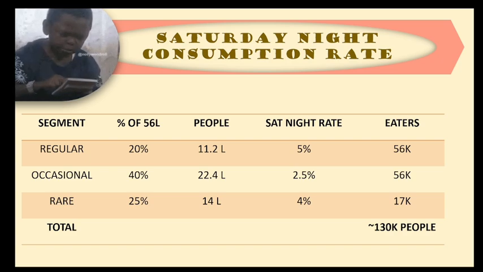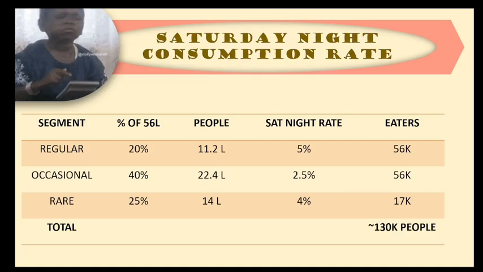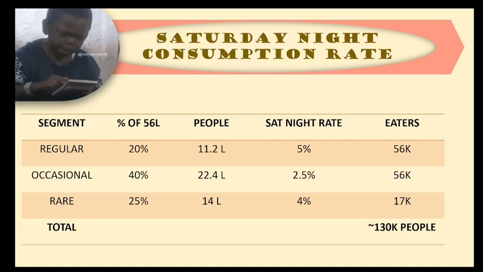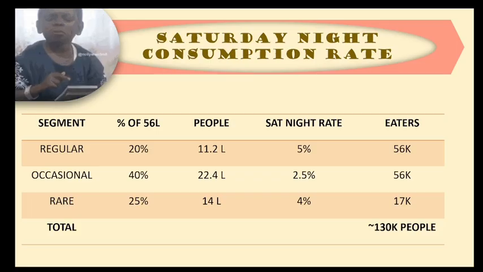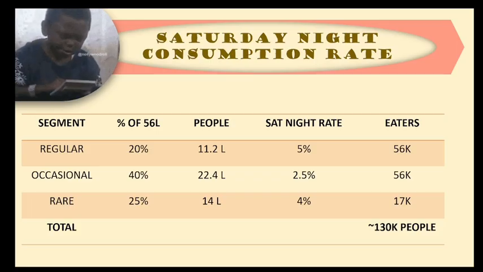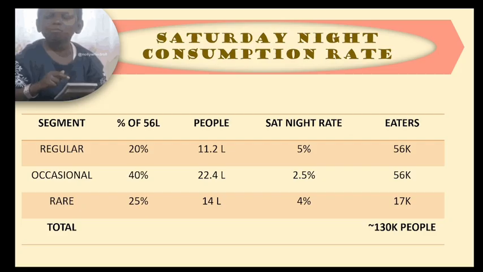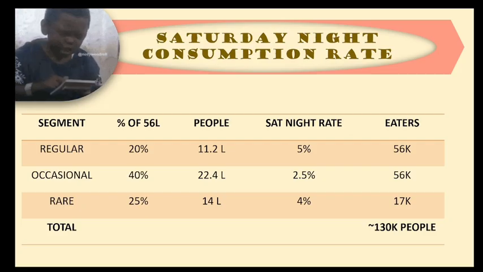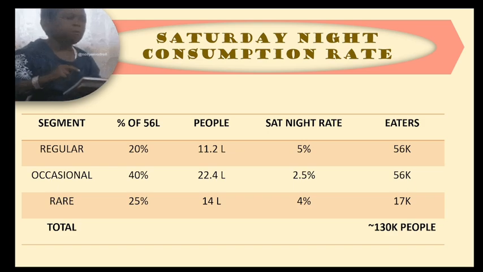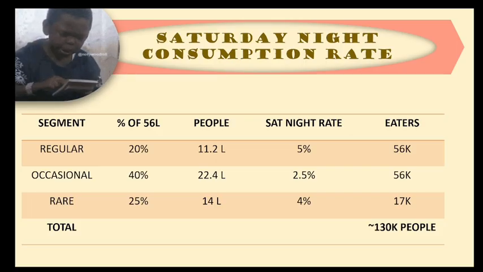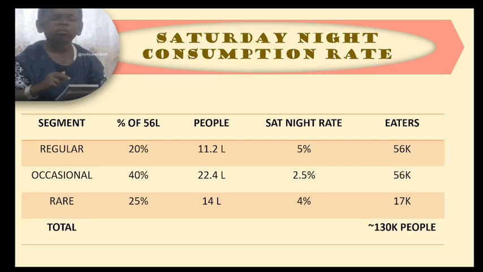And for the night time, again we are assuming 25% of them eat during night time. So 25% of 10% is 2.5%, which translates to again 56,000 eaters. Among the rare category, which represents 25%, and they consume once every 4 weeks, 25% of 56 lakh is 14 lakh. And applying the same logic, that is 40% weekend consumption and 25% night consumption, this gave us the Saturday night rate to be around 1.25%.